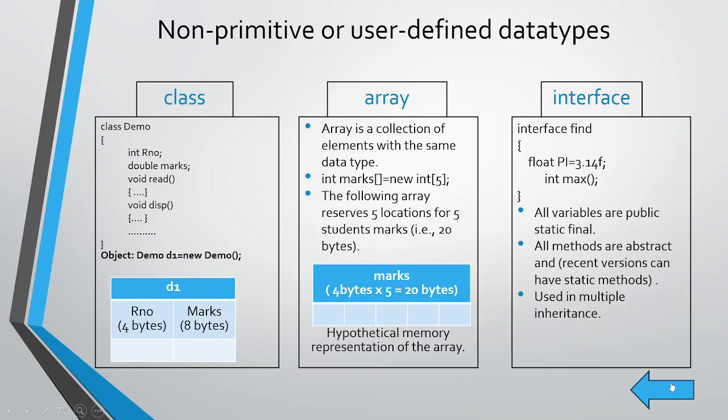And interface we should know as of now it is used in multiple inheritance, and all variables are public static final, and all methods are abstract methods.